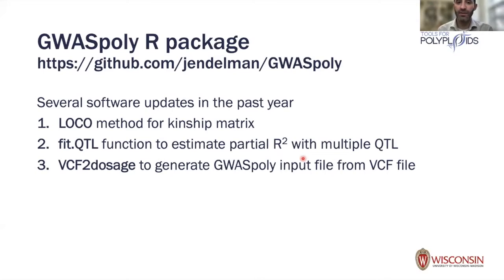What I want to talk about today is some updates that were made in the past year, and you can see the highlights here. The first update will be describing what's called the LOCO method for calculating kinship in a GWAS. The second update will describe new functionality for estimating a partial R squared in multiple QTL models. And lastly, the ability to use VCF marker data with this new function, VCF2dosage.